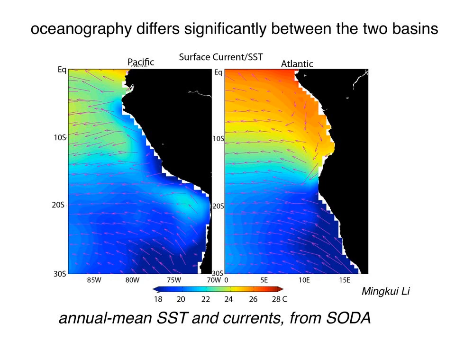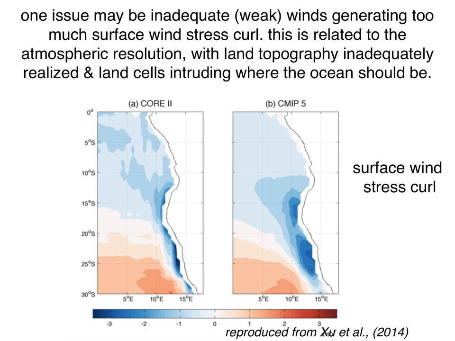The oceanography is very different between the two basins. So I mentioned this earlier, but this plot by Ming-Kui Li nicely highlights where the Angola-Benguela front occurs, at about 16 degrees south. This is where the largest SST biases occur. So there's been some attention paid to that region. Ping Chang, Justin Small, and their research groups have been focusing on this region.